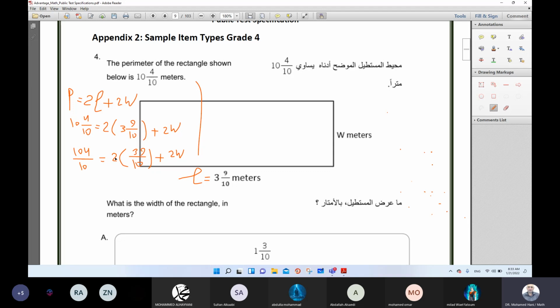Then we can multiply here by 2. So here we have 104 over 10 equal 2 times 39. Or we can do simplest form. We have 2 here up and 10 down. 2 divided by 2 will be 1, and 10 divided by 2 will be 5. So we'll have here 39 over 5, plus 2W.